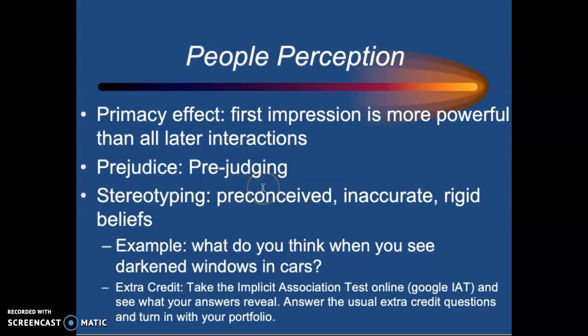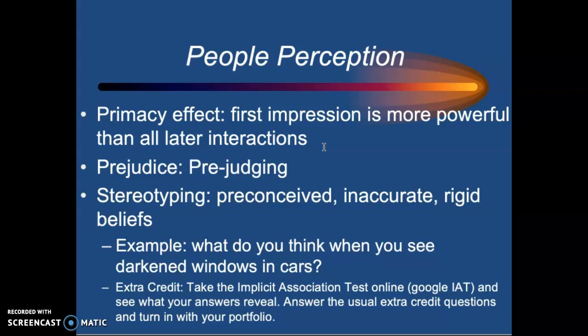Your book also talks about people perception. And the first thing they talk about is primacy effect. The first impression is more powerful than all later interactions. So you probably know about that in your own life, where someone rubbed you the wrong way at the beginning, and then it took a long time to actually get to know them and start to like them and be able to overcome that first impression.